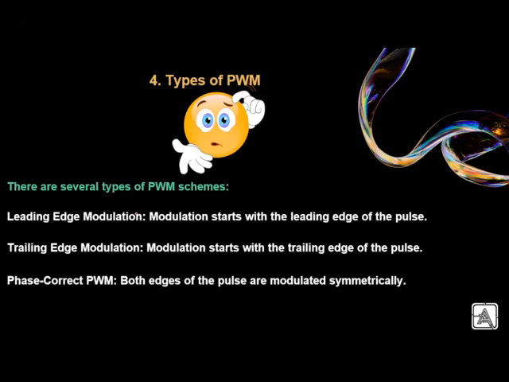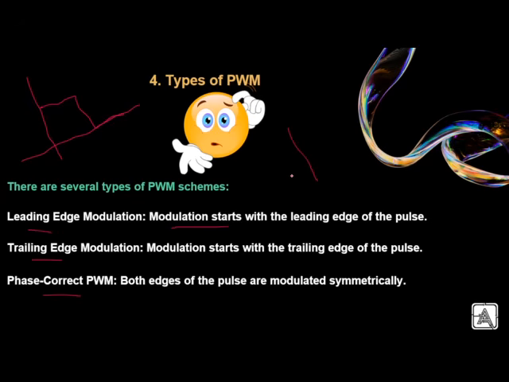Types of PWM. There are three types of PWM schemes. The first one is the leading edge, the second one is the trailing edge, and the third one is phase correct. Leading edge: here you can see the definition, modulation starts with the leading edge of the pulse. I will not go through this line because you can read it. Just understand the concept here. Leading edge means the pulse width starts with the high and ends at the low. So this is the leading edge.